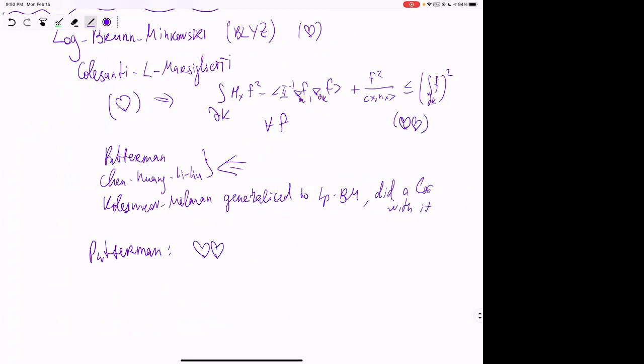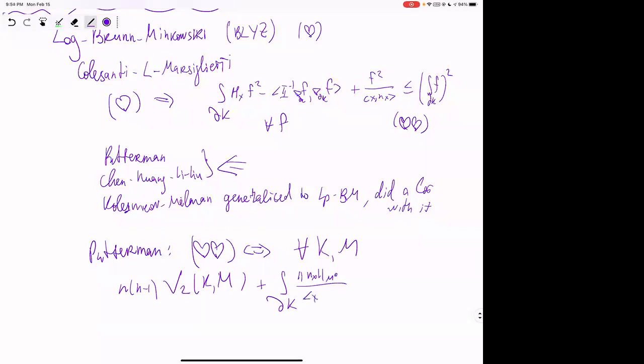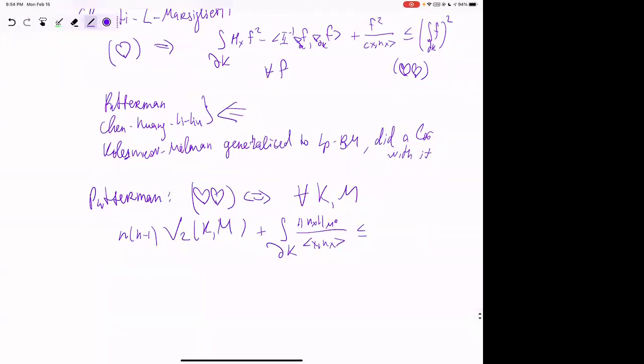Okay, so double star is equivalent to saying that for any K and M, the second mixed volume of K and M, I have to put the coefficient here, n times (n minus 1), plus the integral over the boundary of the norm associated with some polar here, x and x, is smaller than, and again, to be consistent with everything I'm saying, let me just say n squared over the volume of K. And one can do stuff with it in a variety of ways.